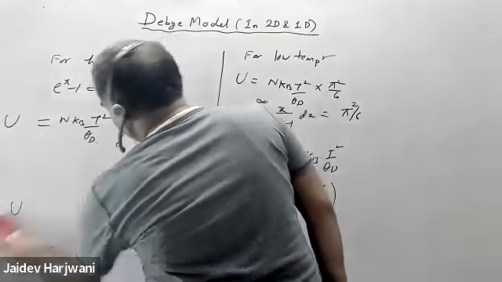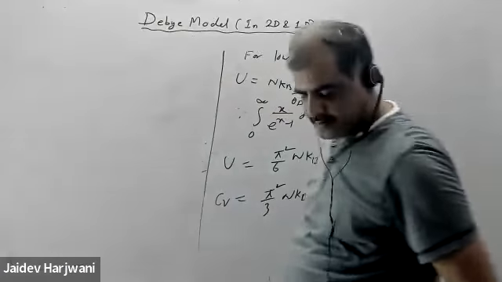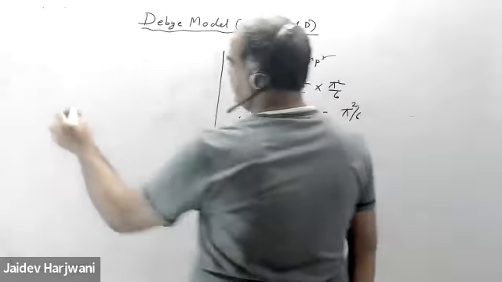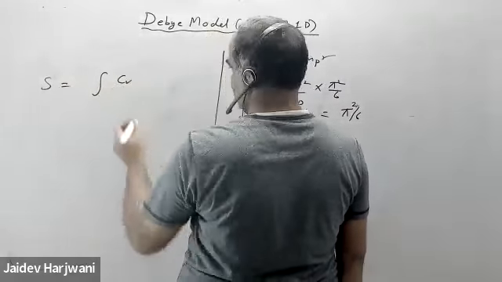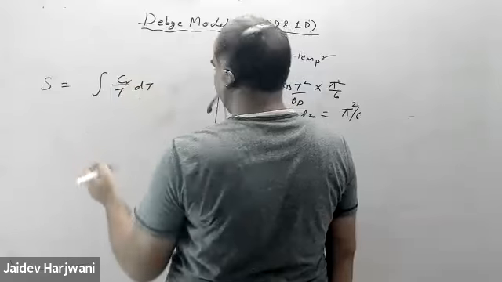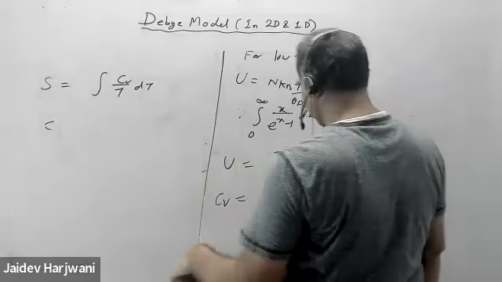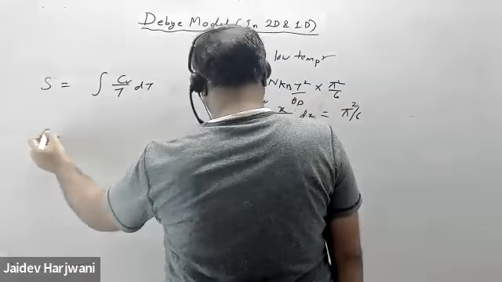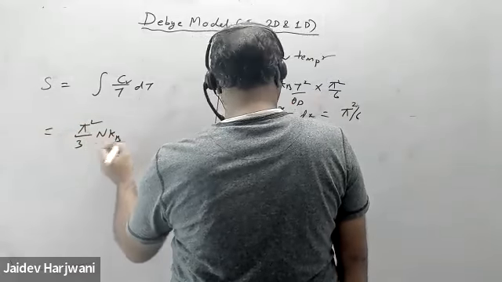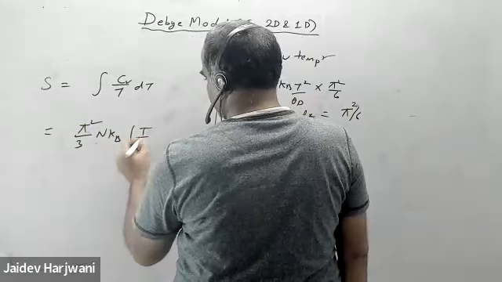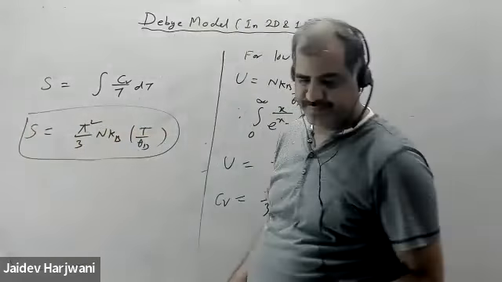Now I want to calculate the specific heat. So the entropy will be the integral of Cv upon T dT. If you solve this, T cancels and again dT, the same expression will come: pi square upon 3 n k_B T upon theta_D.